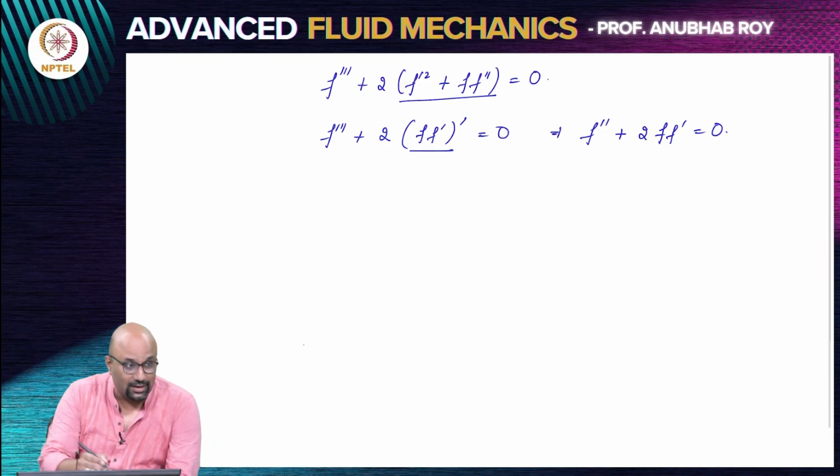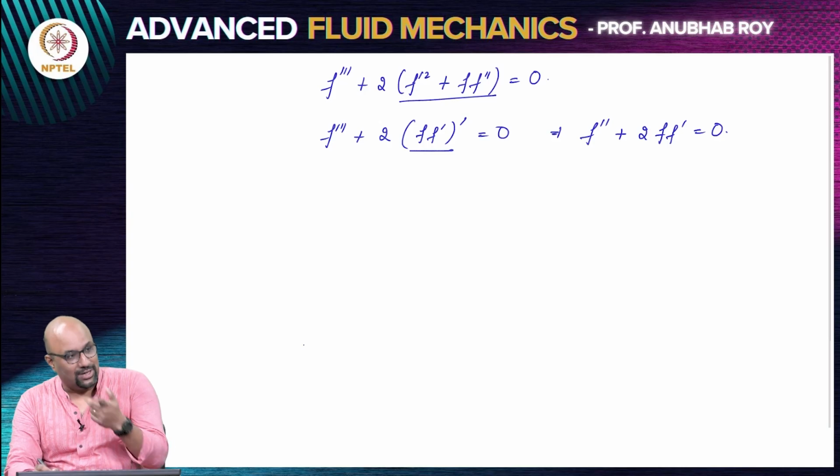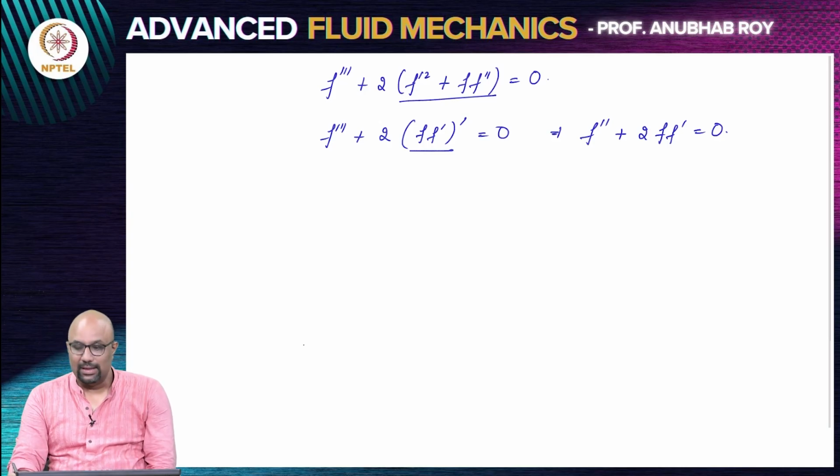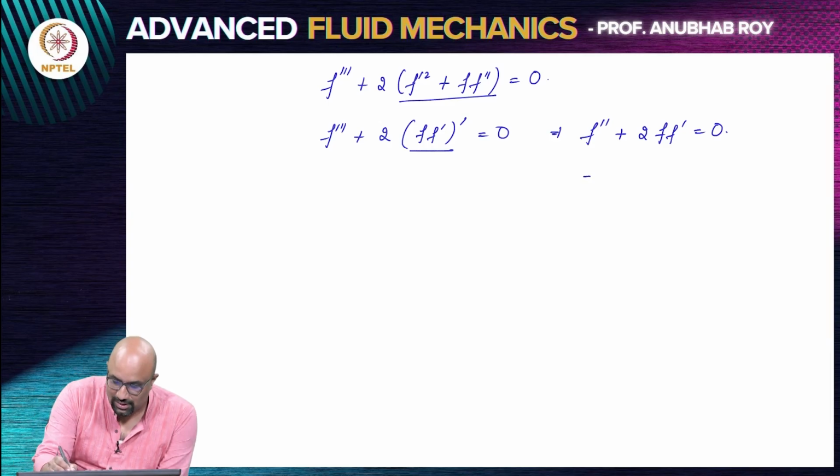So, what happens here in the nature of this particular problem is that you can actually solve this problem exactly, which was not possible in Blasius. So, here you will get f is equal to tan hyperbolic of eta.